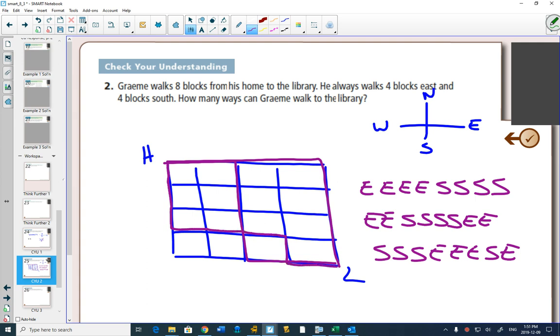And every time I rearrange those letters into a unique word, I get a different path. But if I just switch 2 identical objects around, it wouldn't actually switch the path. So if I can represent it as 4 E's and 4 S's, then I can count it as an identical objects question. 8 factorial over 4 factorial, 4 factorial.